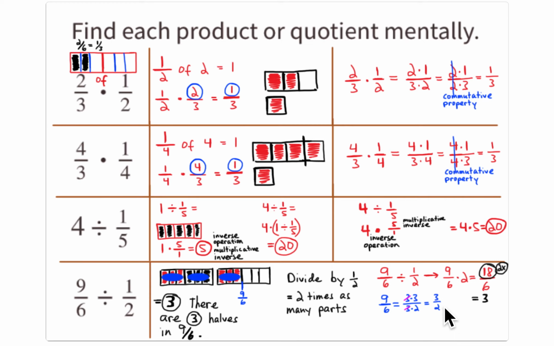So what's 3 halves divided by 1/2? You're going to use the inverse operation, which is multiplication, the multiplicative inverse, which is 2, or 2 over 1. And so now you're going to end up with twice as many halves. You're going to end up with 6 halves. And 6 divided by 2 is equal to 3. So the same problem, just using 9/6 simplified to 3 halves.